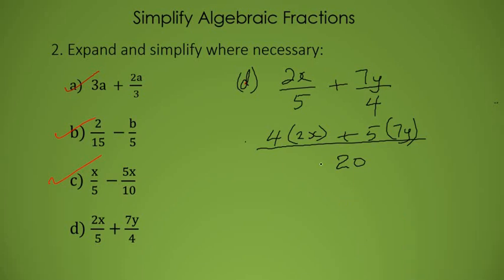And so our solution, therefore, is 8x plus 35y divided by 20. Looking at 8, 35, and 20, do we have a number other than 1 that can enter all three numbers? The answer is no. And so this is our final solution.